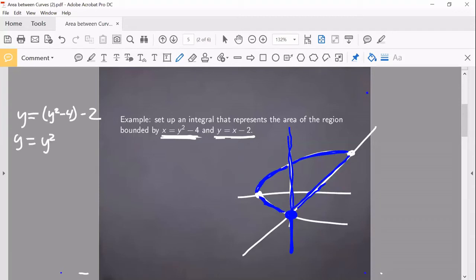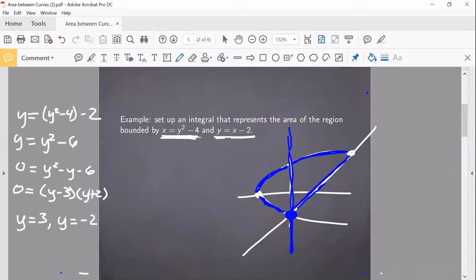So this becomes y squared minus 4 minus 2. And then I subtract y on both sides. From here, I can factor. And I'll get that the two curves intersect at y equals 3 and y equals -2. So these are the y values, these aren't the x values. If you want to find the x values, you can plug them into either one of the equations. This one's a little bit easier.